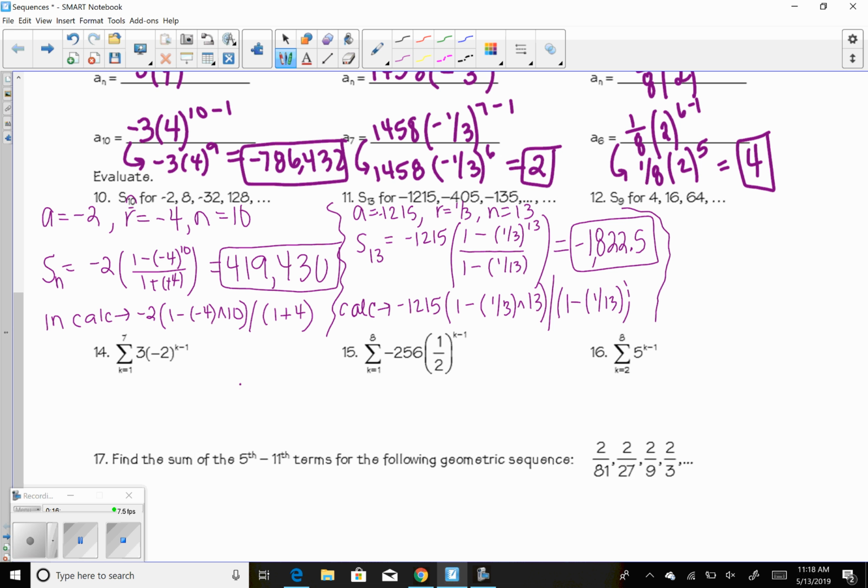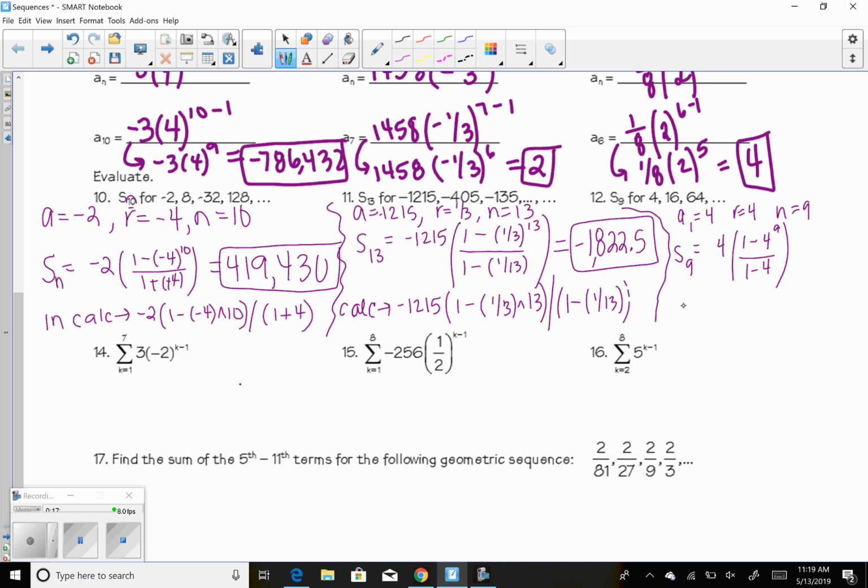All right, so number 9, it says S9. That means sum the first 9 terms. First term is 4. You've got to figure out what you're multiplying by. 4 to 16, hopefully you see that immediately. That's times 4, and n is 9. So S9 equals what you start with, which is 4, times 1 minus r, which is 4, to the 9th power, over 1 minus 4. There's no fractions, there's no negatives. I just plug it in. It's nothing too complicated.